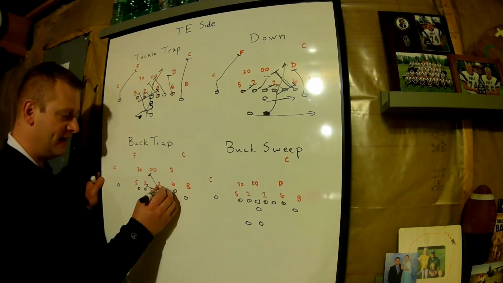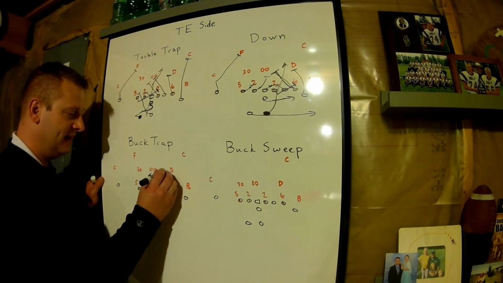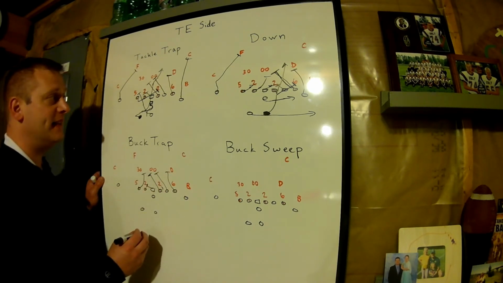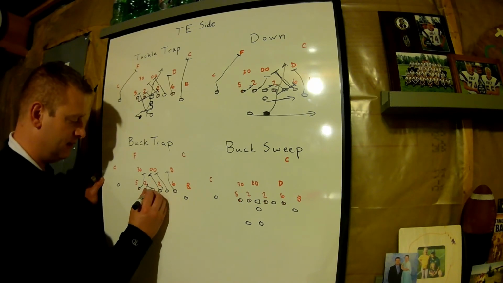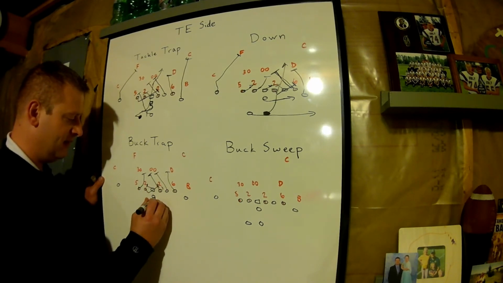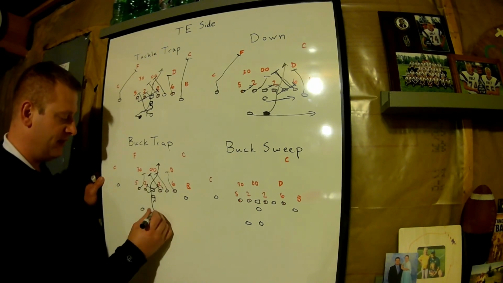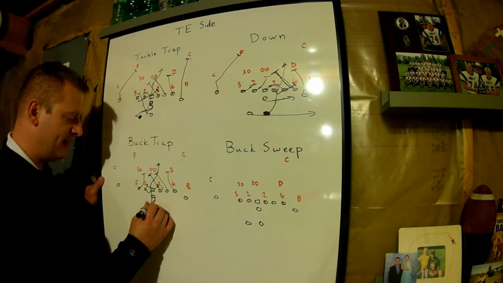Get up to the linebacker. Inside release by the tight end. Scoop by that backside tackle. Pull and kick by the guard. Quarterback does his thing. Fullback up, bend appropriately off of the inside linebacker.